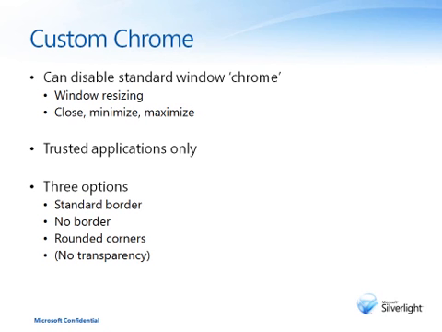Custom Chrome really just means switching off the standard Chrome completely and letting the window take care of its own appearance entirely. This feature is limited to applications that have elevated trust, because the absence of normal window borders makes it relatively easy to fake up features such as a login user interface.